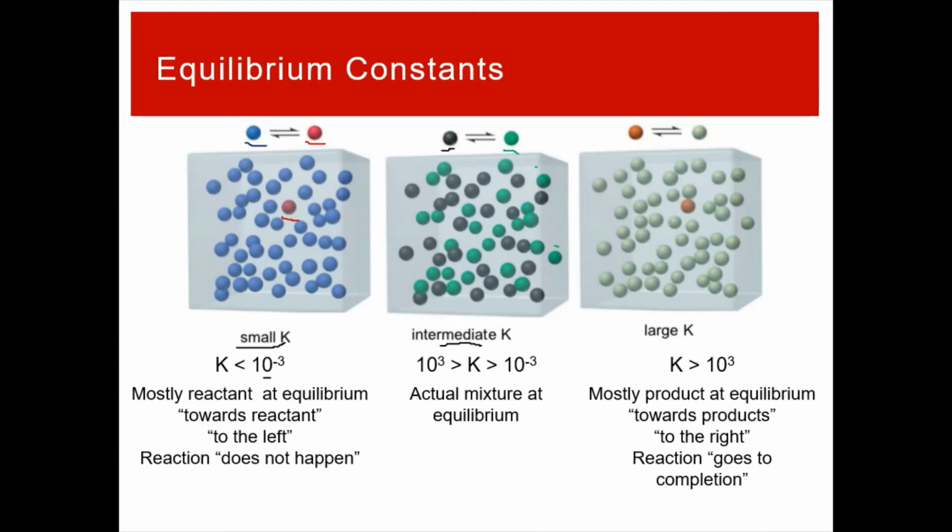And then finally, if you have really large values of K, say something larger than 1,000, in that case you put your reactants in your box, you let them react, and you get mostly product. Now, that being said, there will potentially be some reactant still present. The reaction does go towards products to the right. The reaction goes to completion.